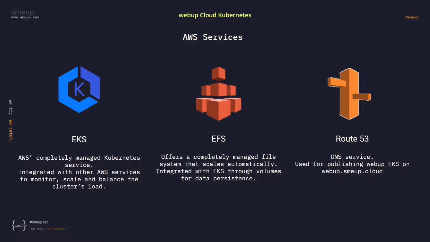So if there's a problem with an installation or we need to check the logs, we can simply mount the EFS file system locally and check it out from there. That's also the same for configuration files. If we want to change the configuration of one installation of web app, we can do that thanks to EFS. The last service that we used is Route 53, a DNS service, a very simple service that we used for publishing web app EKS on webapp.smeapp.cloud.